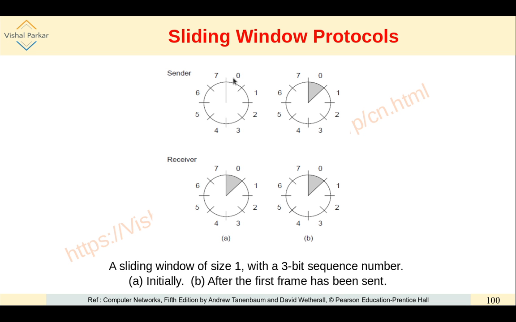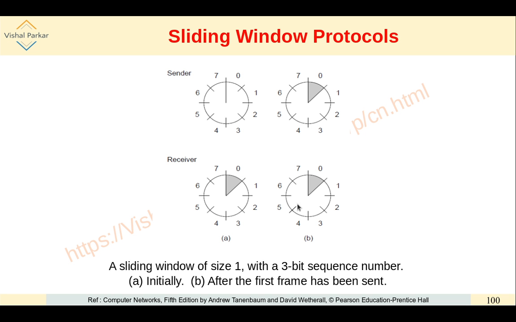So it can advance from 0 through 7. Figure A depicts the initial situation where the sender has not yet transmitted the first frame, but the receiver is expecting frame number 0. That's why the window for the receiver has been open and it is waiting for frame number 0.